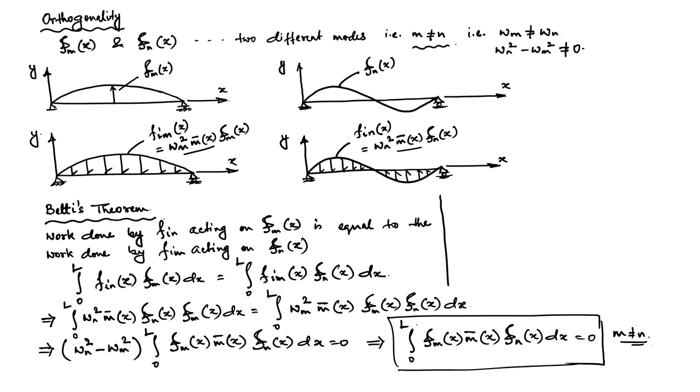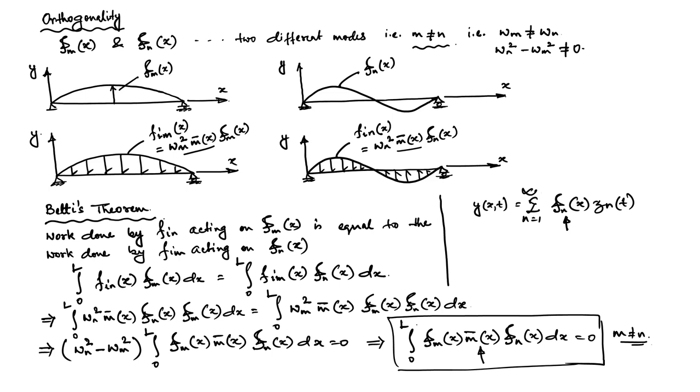So, what we can see from this discussion is that the orthogonality relation still holds in the case of continuous systems, where we express the total response y of x comma t as the summation of modal responses, n ranging from 1 to infinity, phi n of x z n of t. So, these mode shapes are orthogonal to each other, but here also again you note that it is with respect to this m bar x, that is the distribution of mass over the length of the beam.